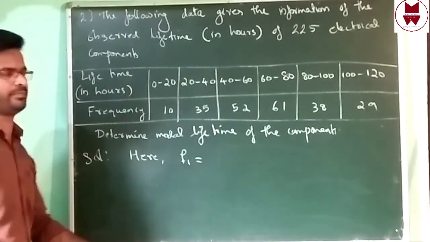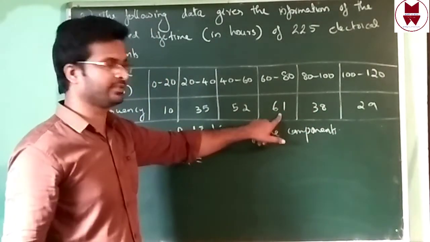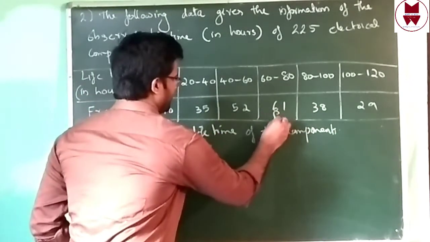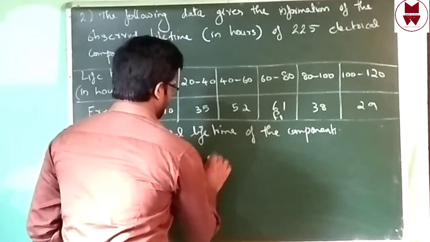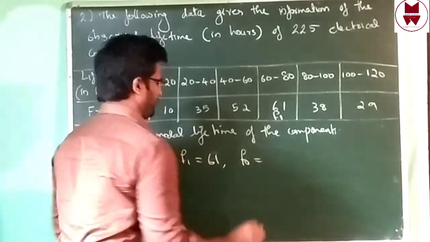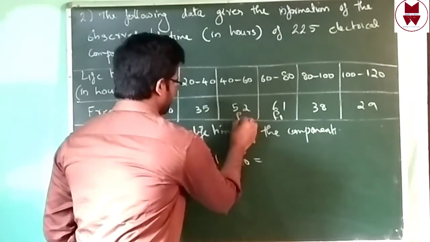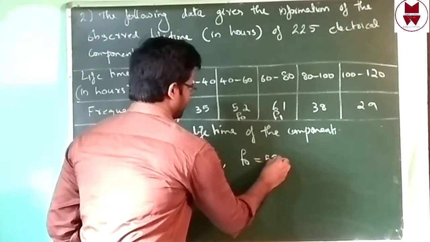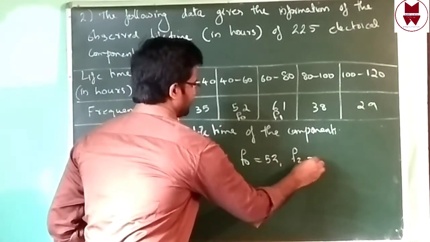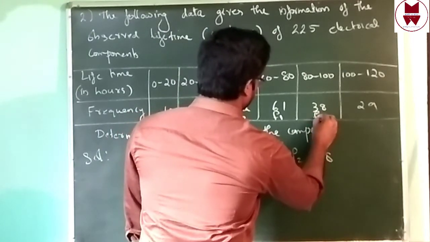F1. F1 means highest frequency. Check it. Which number is highest number? 61, isn't it? We can take that as F1. 61. Then F0. F0 means preceding number. That is 52. F2 means next number. That is 38. F2.